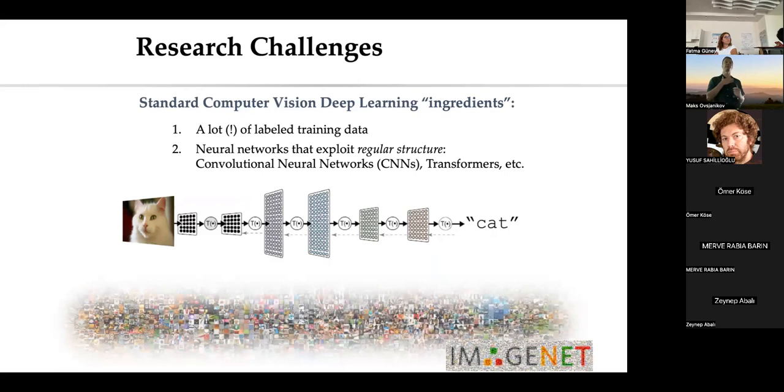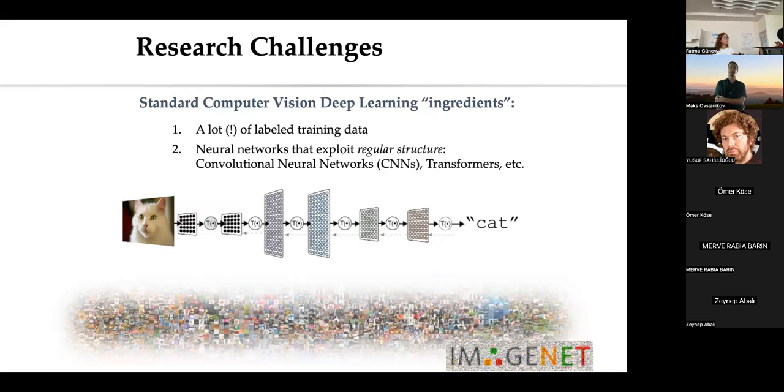The idea is that if you look at the standard success story for deep learning in computer vision, it has at least two main ingredients. First of all, we have a lot of labeled training data, and we also have neural networks that can exploit the regular structure of images.